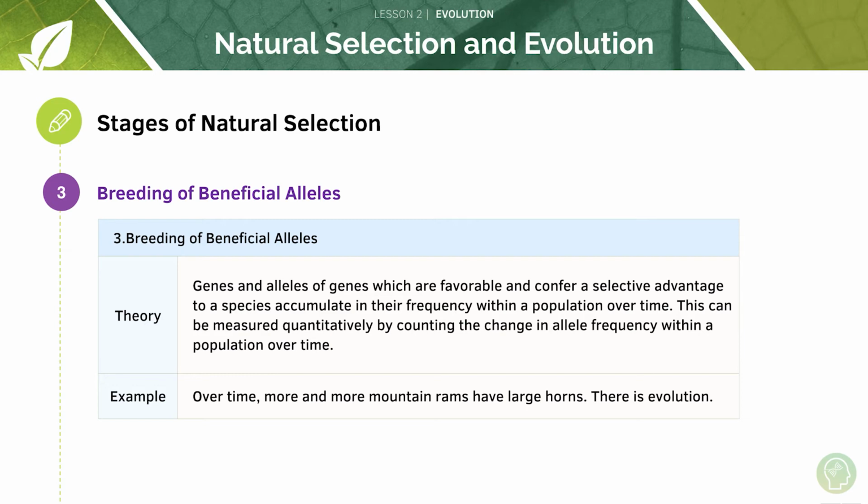So we can measure the frequency of the beneficial allele within the population by counting the change in allele frequency within a population over time. So looking at the mountain rams, over time, more and more mountain rams will have larger horns. Now this is over a long period of time, and we call this evolution.